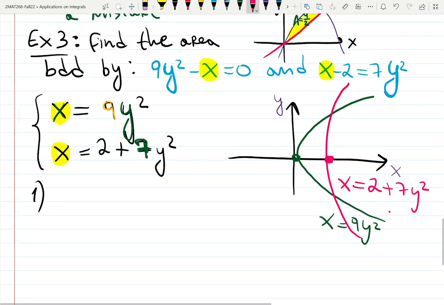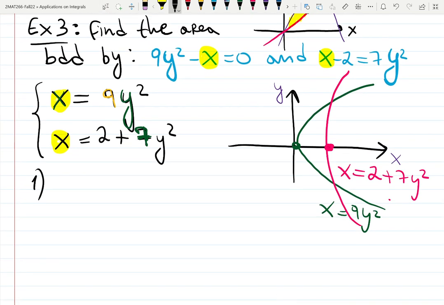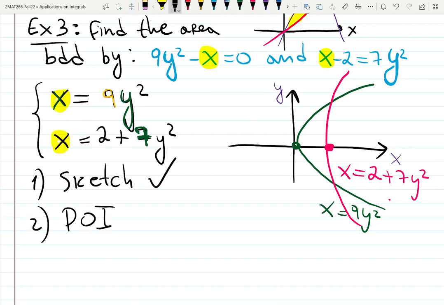So let's see. We have the graph sketch. Check mark. 2. Points of intersection, POI. Not a very good abbreviation because we have points of inflection in calculus 1, but whatever. Points of intersection is not a very reserved name anyway, so it's fine.